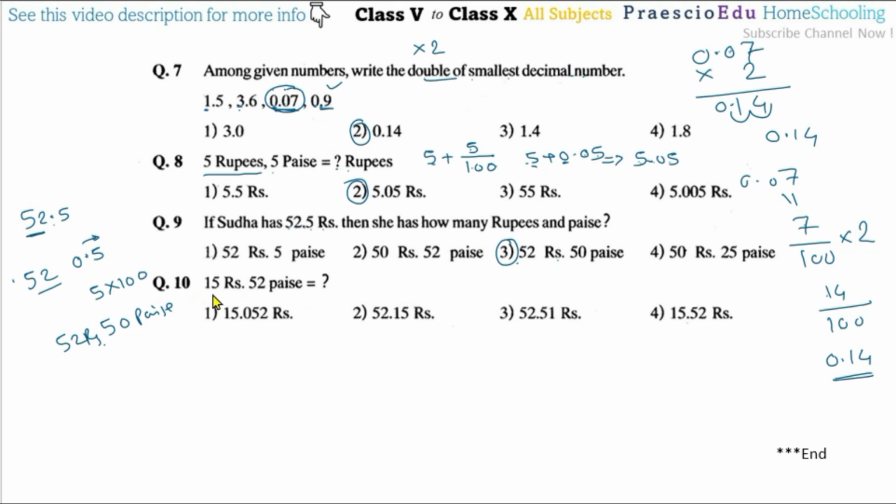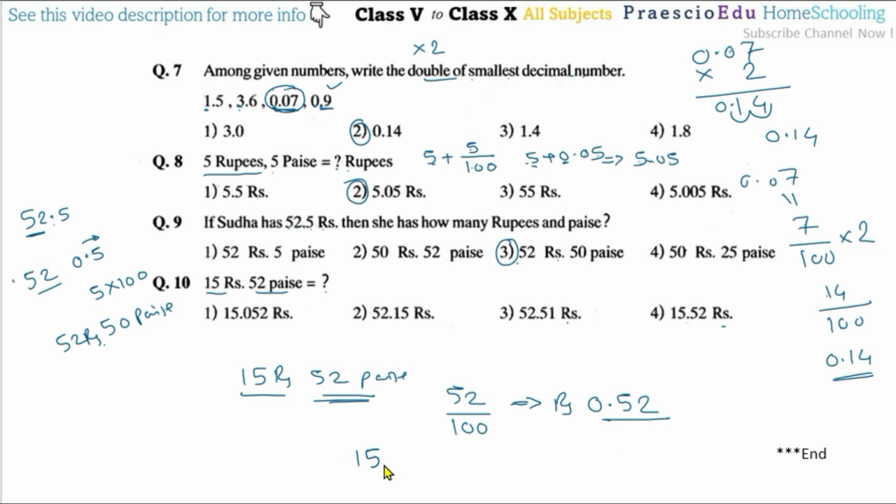Now question number 10, 15 rupees 52 paise is equal to how much? As per the options, we have to give the answer in rupees, because all of them are in rupees in decimal form. So now 15 rupees and 52 paise, so this paise we also have to convert into rupees. So 52 paise converted to rupees, for this we have to divide by 100. So now this is 0.52. So after adding this 15 and this 0.52, we get 15.52. So 15.52 rupees means option number 4 is the correct one.